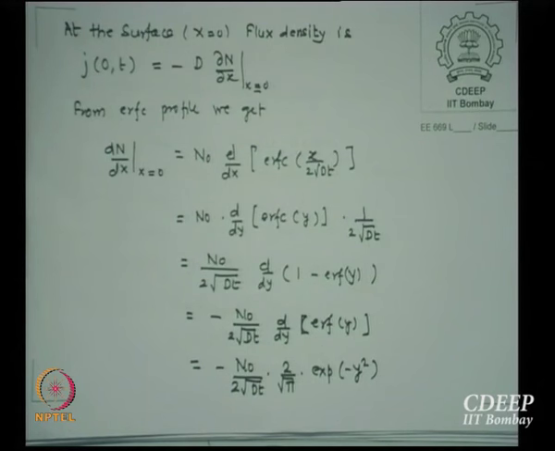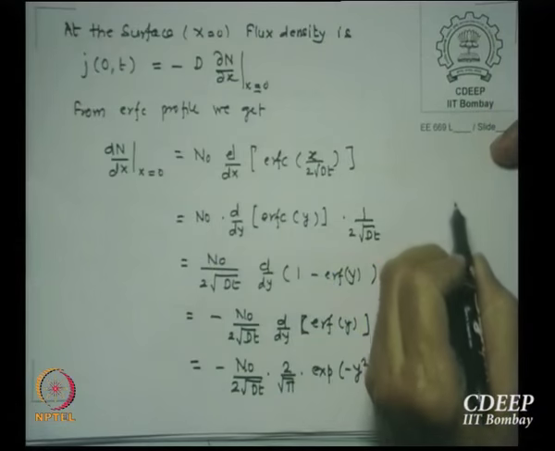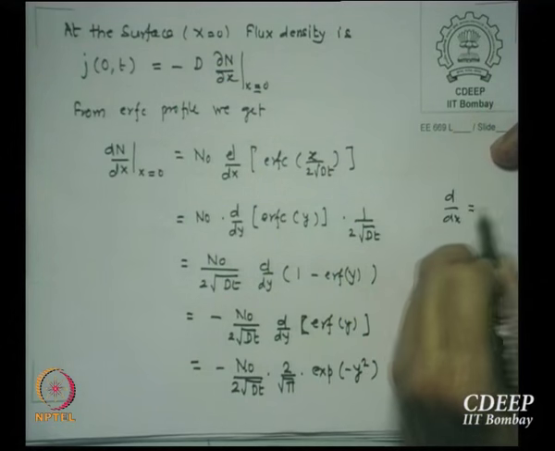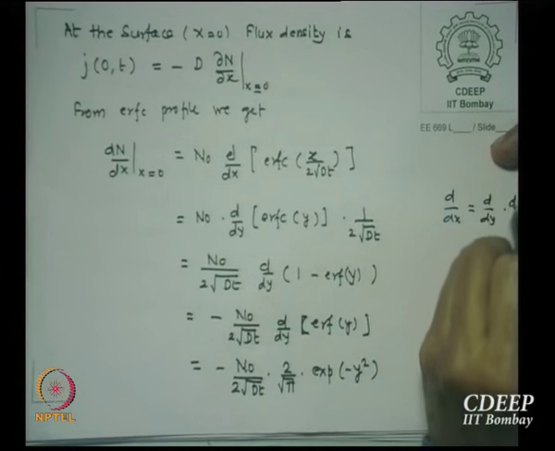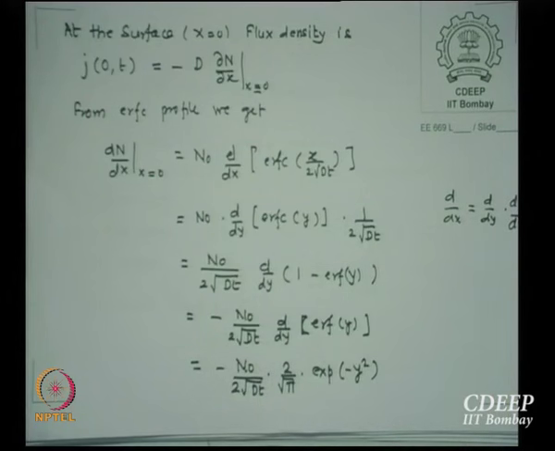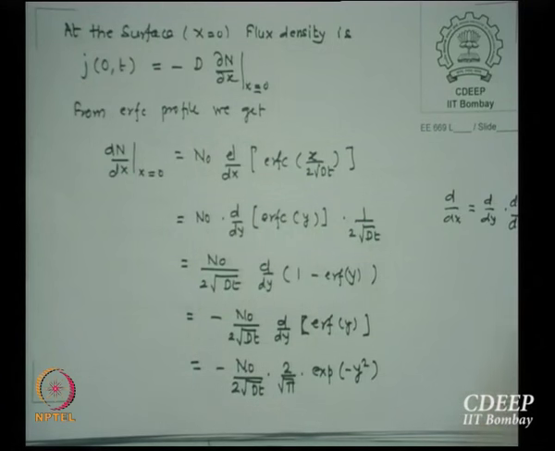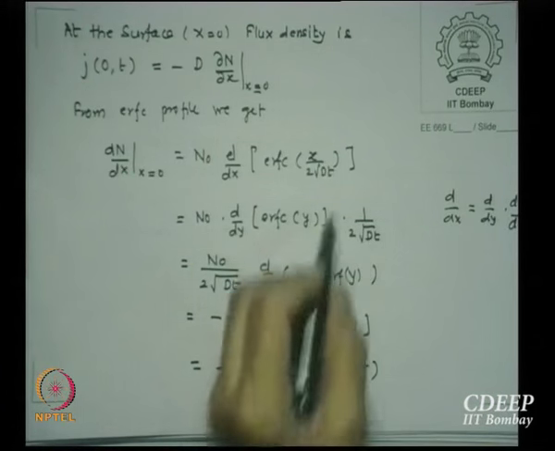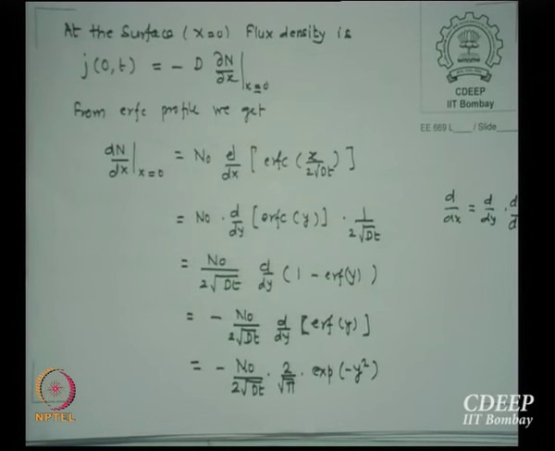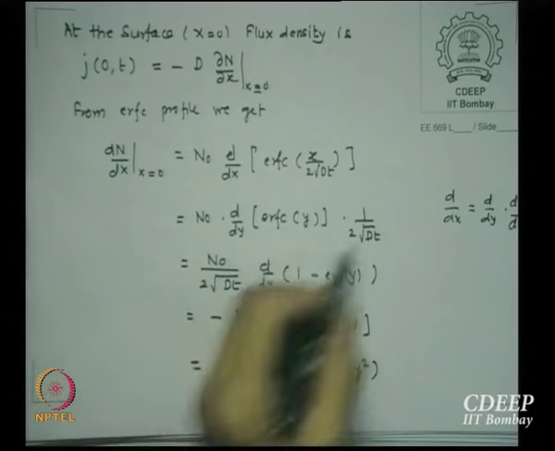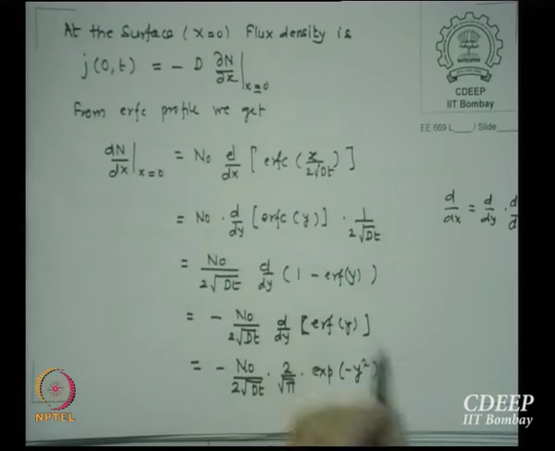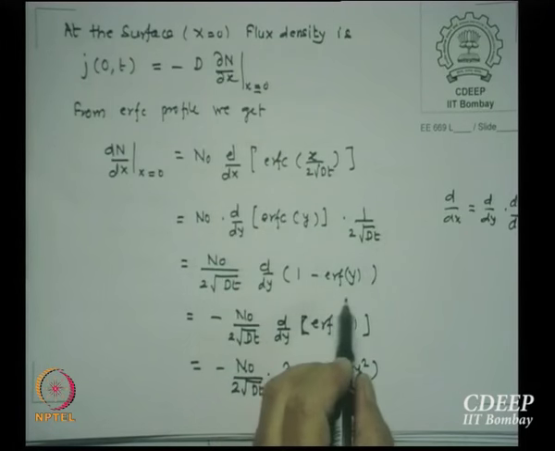y is equal to x upon 2 root Dt, so dy by dx is 1 upon 2 root Dt. So, if you make d by dx, then I can write d by dy into dy by dx. Is that correct? Anything I can write d by dx can be written as d by dy into dy by dx. Okay. So, since I have simple algebra here, calculus part here, this is the dy by dx, this is your d by dy of error function y, this is N0 by 2 root Dt, d by dy of 1 minus error function y, the complement error function.